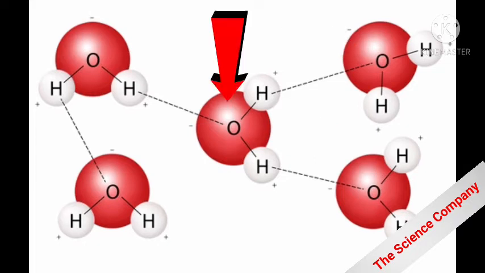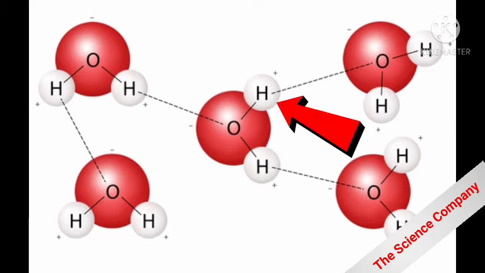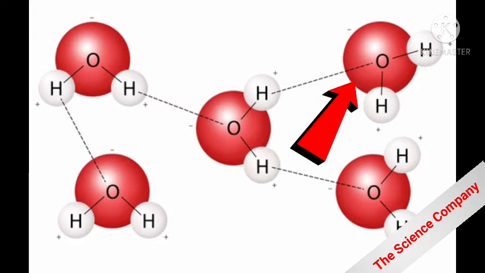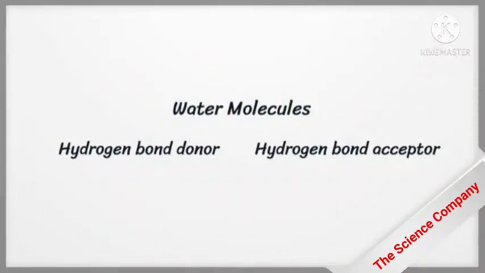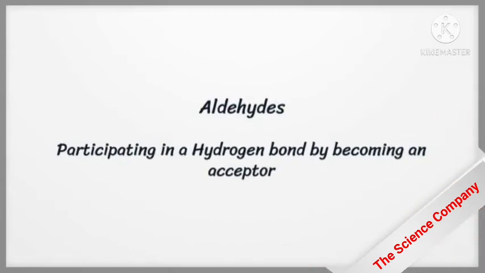So in this diagram, this oxygen atom of this hydroxy group is called the hydrogen bond donor, because it is donating its hydrogen to this oxygen. And this oxygen atom is called the hydrogen bond acceptor, because it is accepting the hydrogen from this oxygen. So water molecules can act as hydrogen donor and hydrogen acceptor simultaneously. And there are some atoms which can only act as a hydrogen bond donor or an acceptor.